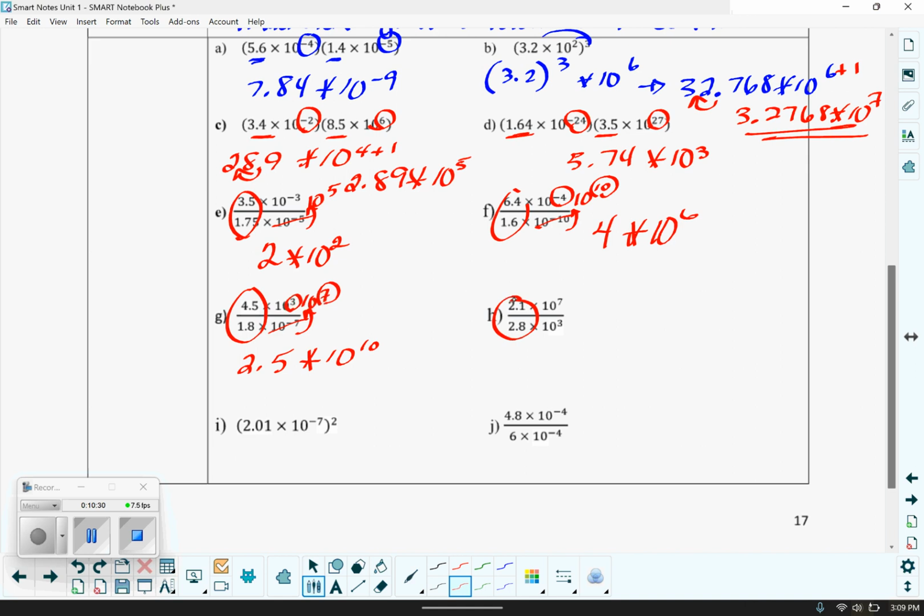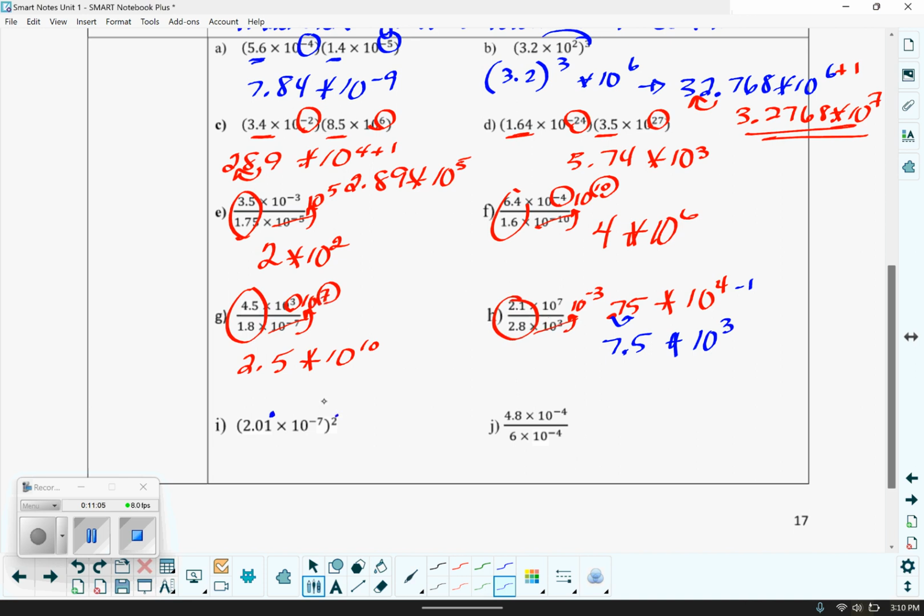2.1, excuse me, over 2.8 gives me 0.75 times 10 to the, bring that up, and it becomes 10 to the negative 3. So that actually is 10 to the 4th. That is not in scientific notation, so I need to move it one more. It's too big by one spot. Actually, it's small, excuse me. Too small by one spot. I have to move it one more spot that way, 0.75. So 7.5, too small by one spot, so 10 to the 3rd.